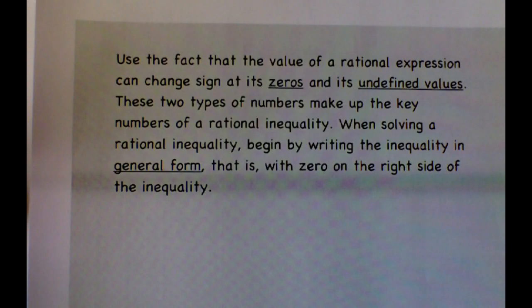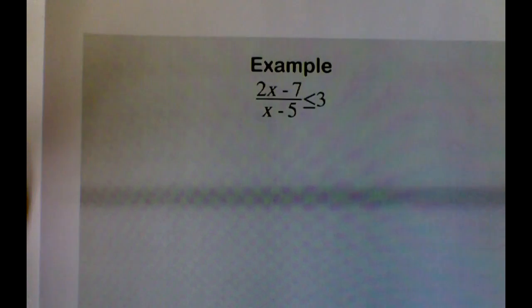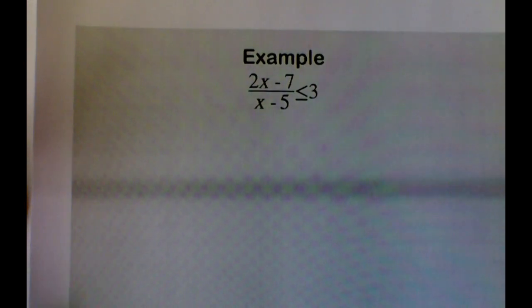We're going to use the fact that the value of a rational expression can only change signs at its zeros and its undefined values. These two types of numbers make up the key numbers of a rational inequality. When solving a rational inequality, we begin by writing the inequality in general form, that is, with 0 on the right side of the inequality. So our first step is to get one side to equal 0.